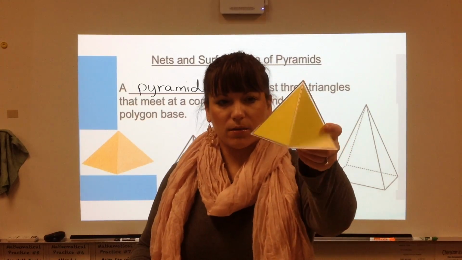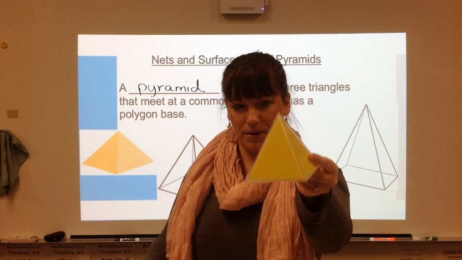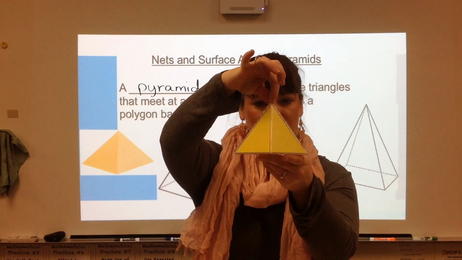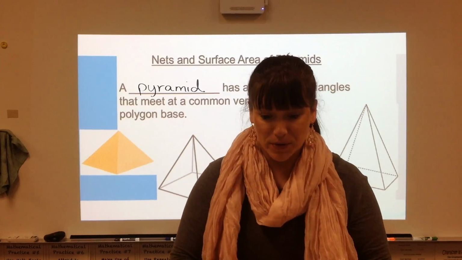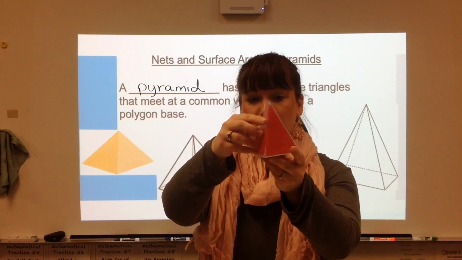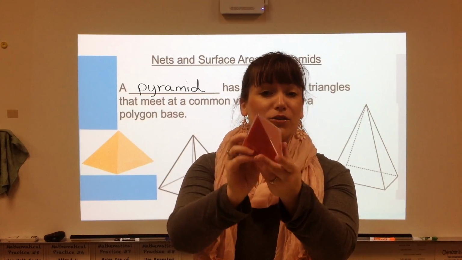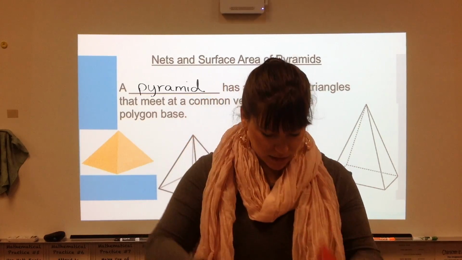This one is the most standard. You see these in Egypt. This is a square-based pyramid. Notice these are triangles meeting at a common point, and you have a polygon that's a square for a base. Another one that we're going to talk about a lot is the triangle-based pyramid. So all of the sides, no matter what, is a triangle. So you have a base that's a triangle as well as all of the faces.